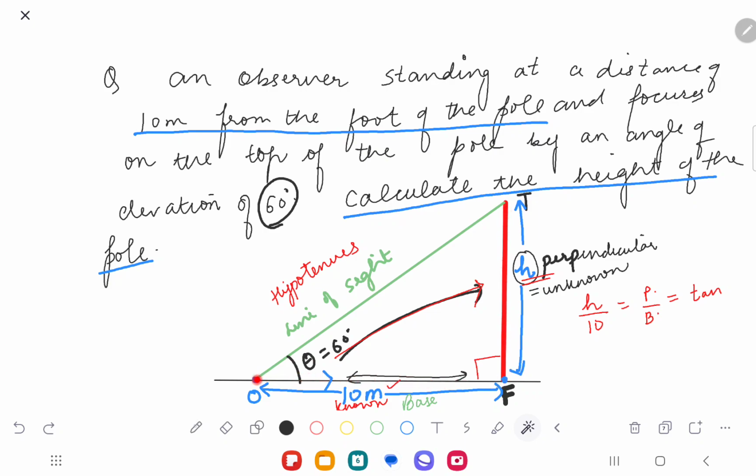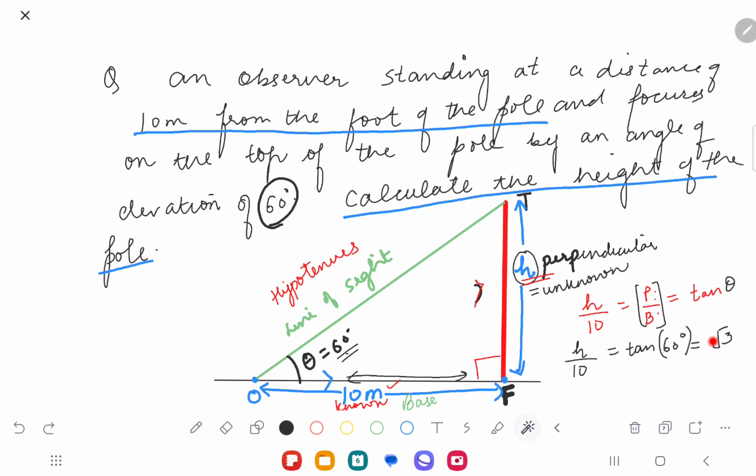And what is the ratio P by B that I'm taking in this example? Of the two sides P and B, my P is unknown and the base is known. So this ratio shall be called tan theta. So h over 10 shall be tan of what theta are we talking about in this question? Tan 60, not percent, tan 60 degrees. And the value of tan 60 degrees is root 3.